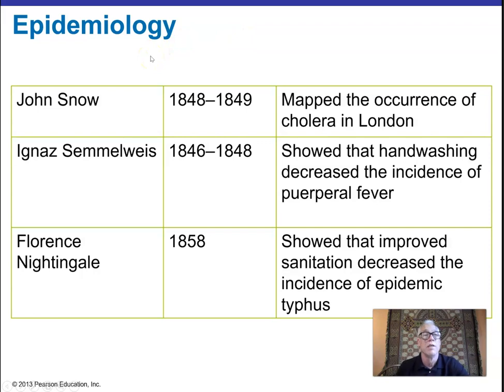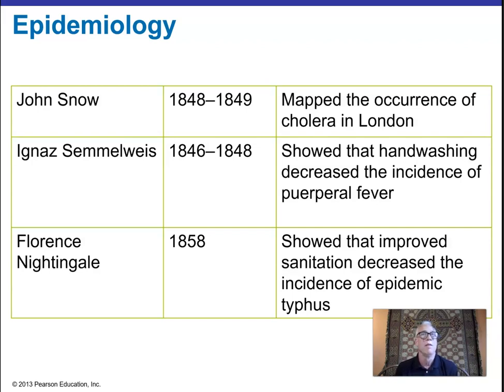Epidemiology started with John Snow. He was really the first epidemiologist. And the problem was there was a cholera outbreak in London in the 1840s, late 1840s. Cholera is a very, very severe diarrheal disease.